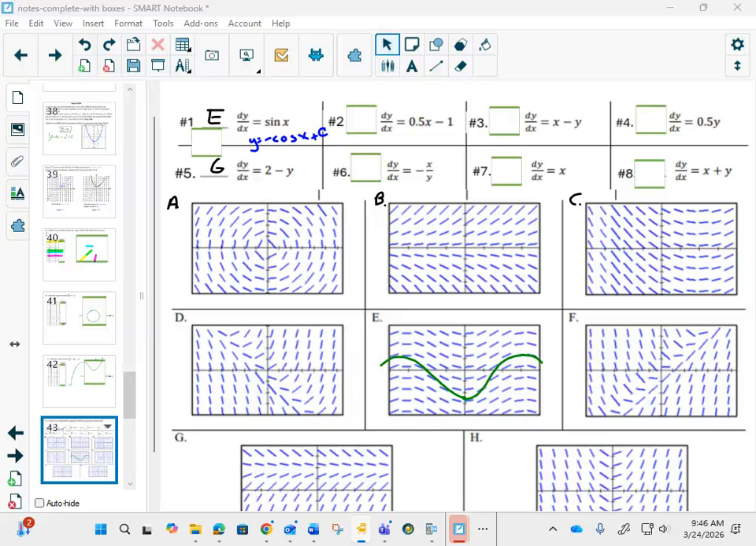So if you look at graph A, do you see that your column changes? The slopes change in the column. This one has to have a y value in its slope field. Similarly, if it stays the same horizontally in rows, you know that you don't have any x's.